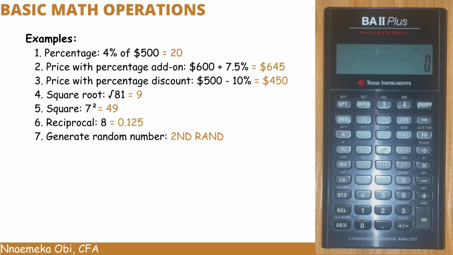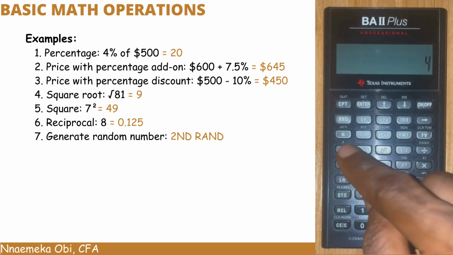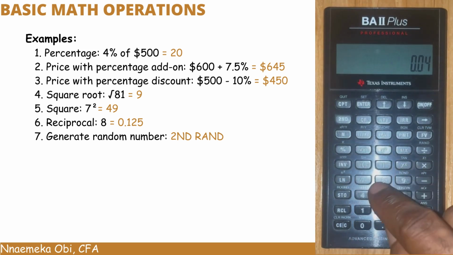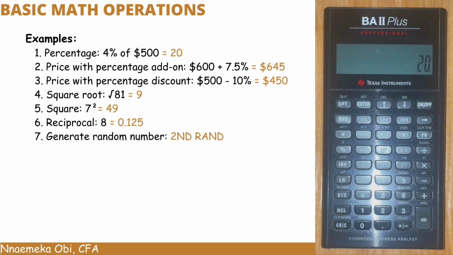In this section, we are going to learn how we can use the calculator to perform some basic math operations. The first example says that we should compute 4% of $500. So this is how we are going to compute it. You press 4, you press percent, times 500, equal to, so we have 20. So 4% of $500 is 20.